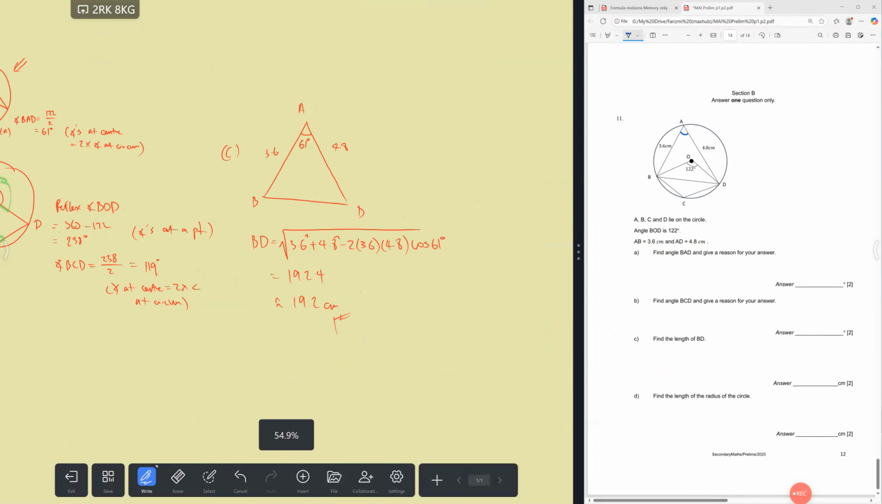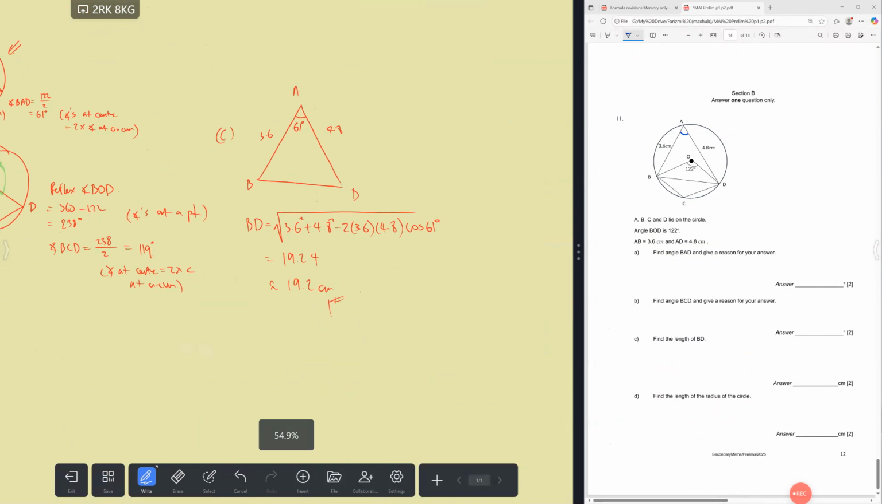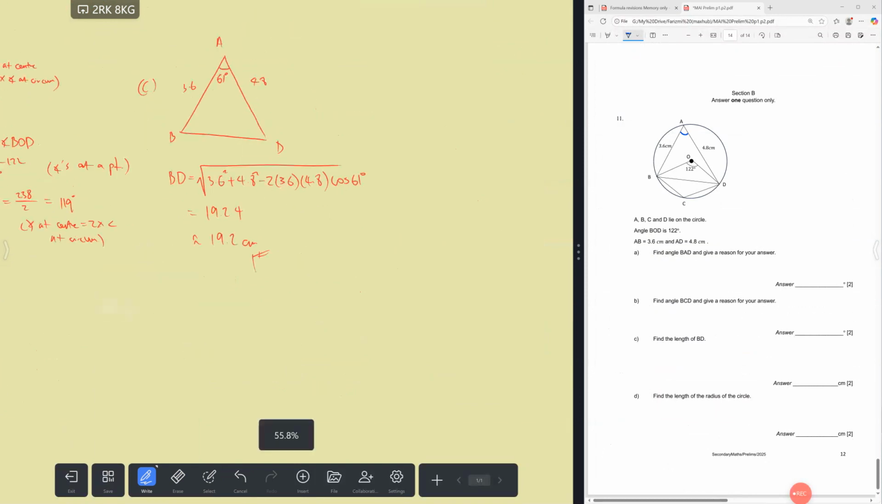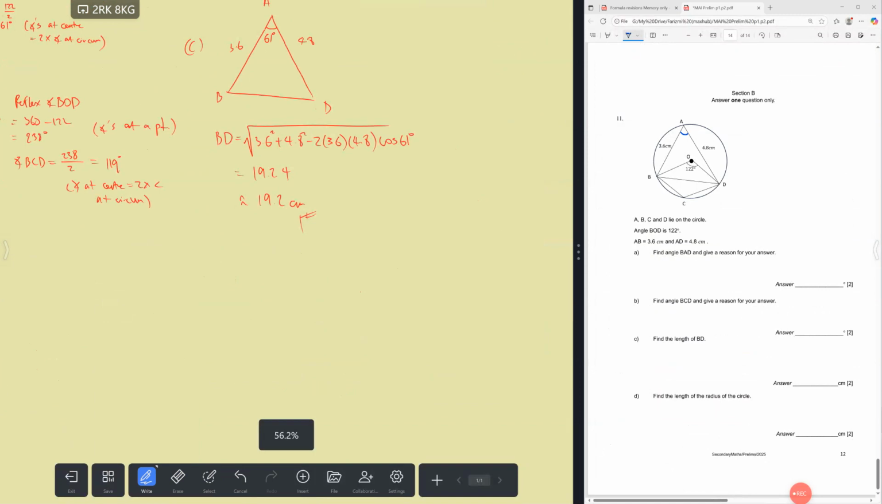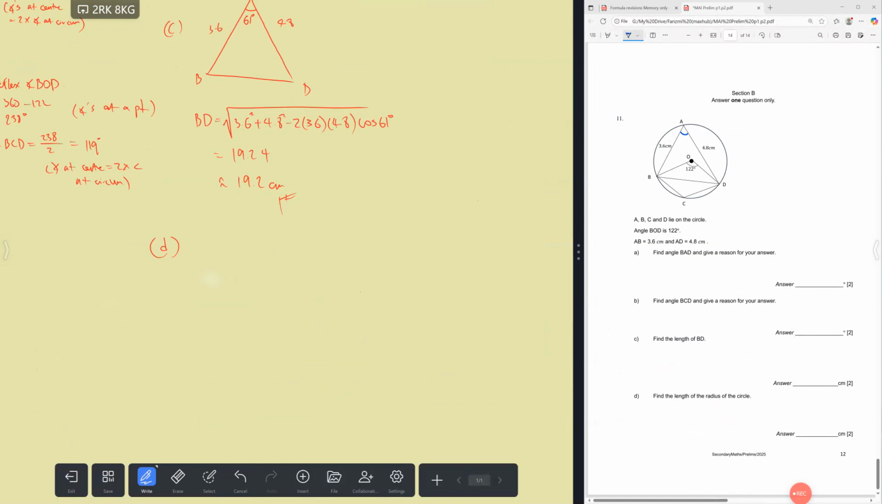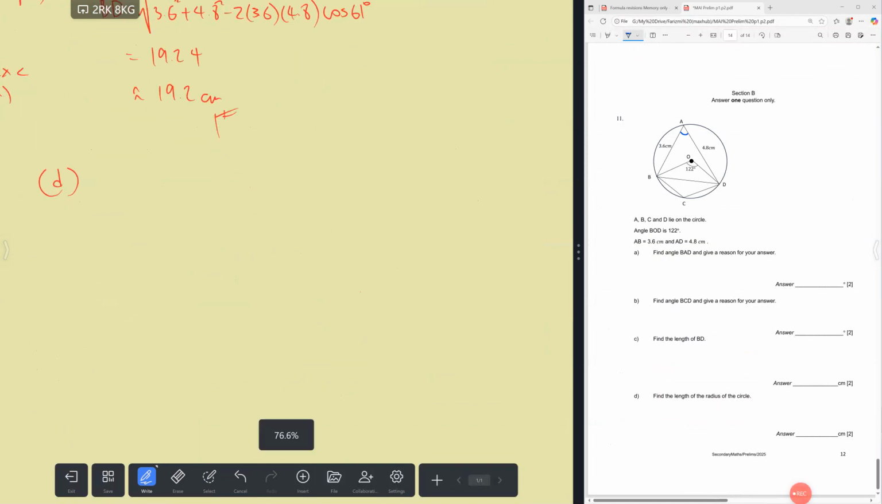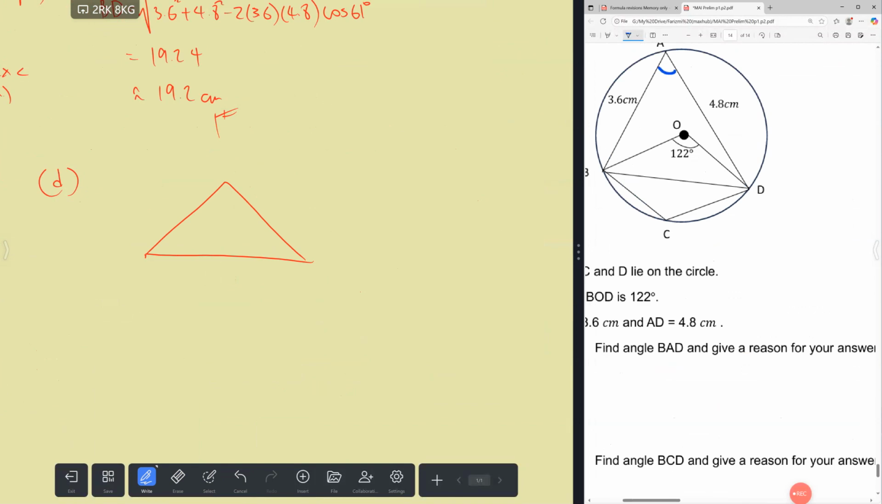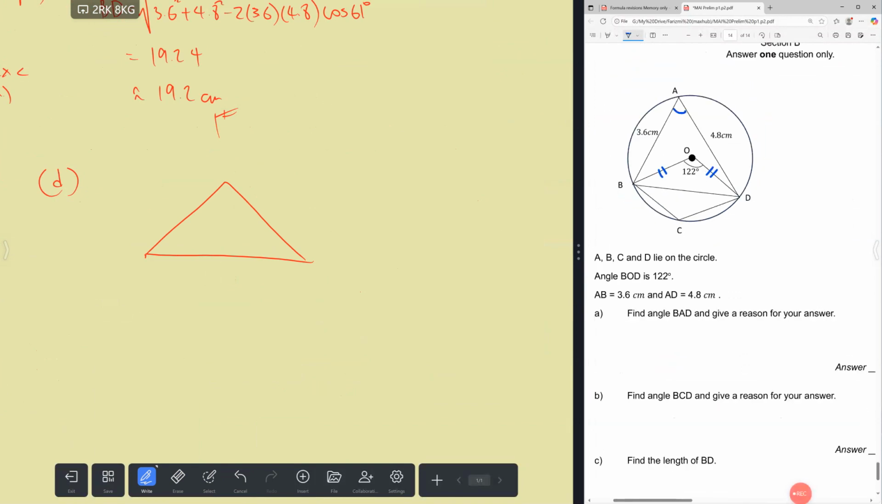Next, find the length of the radius of a circle. This is a very interesting question. I need to narrow down an idea for question D. There are many ways to do this, but there's one I need to focus on, which is a triangle called OBD or BOD, what we have previously. If you look at this particular diagram, you realize that BO and OD are the radius. That's why this is an isosceles triangle. So OBD.